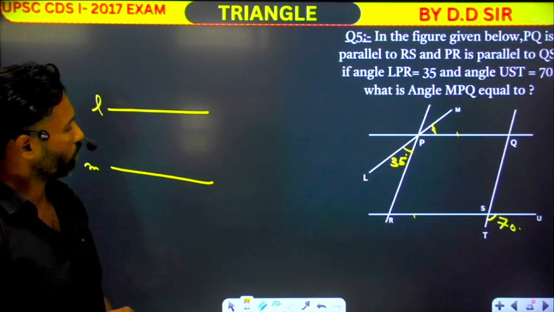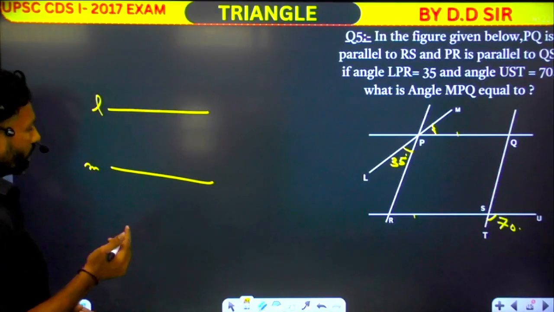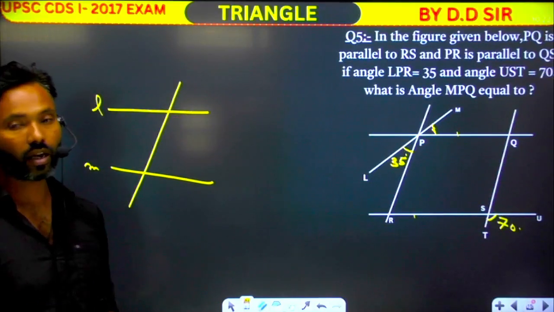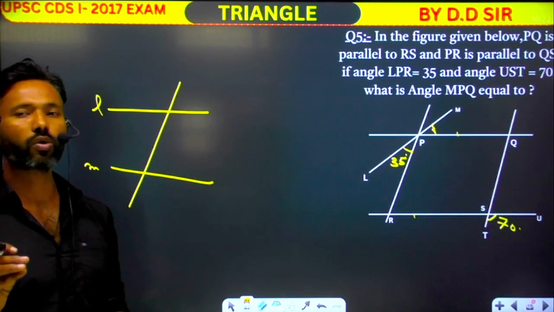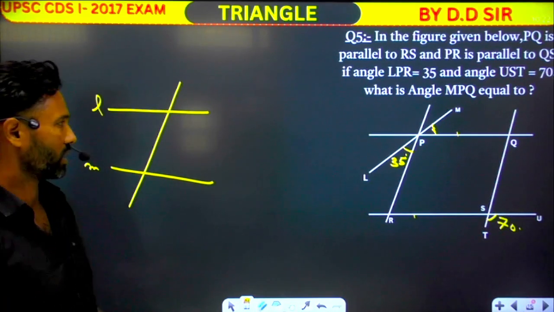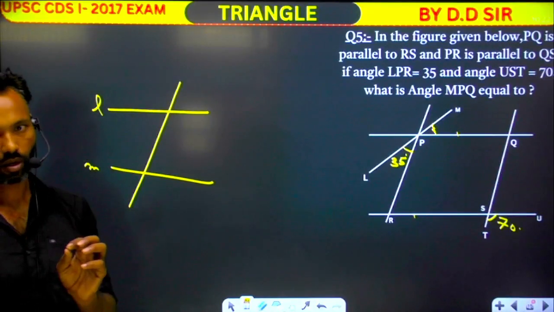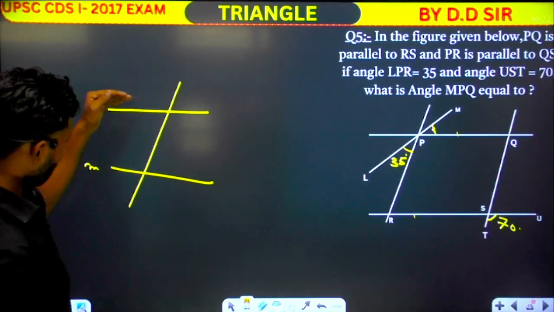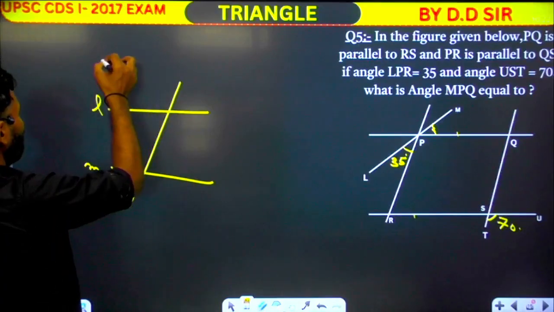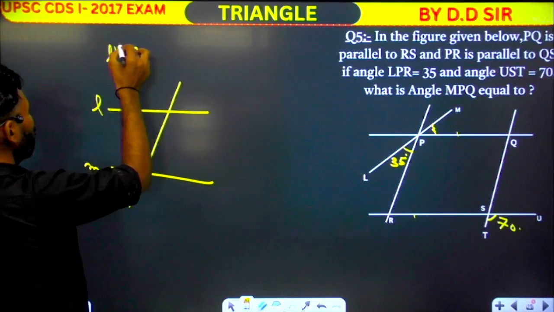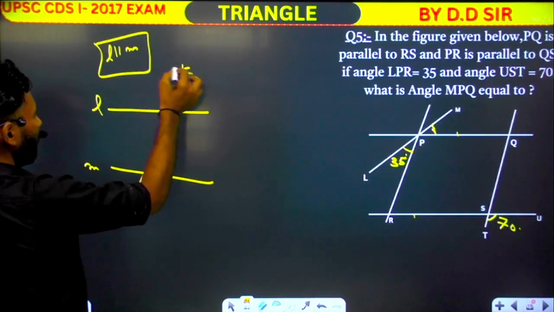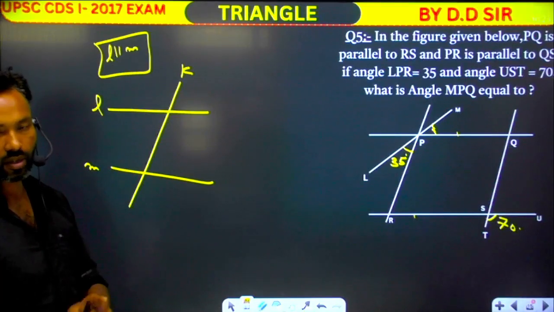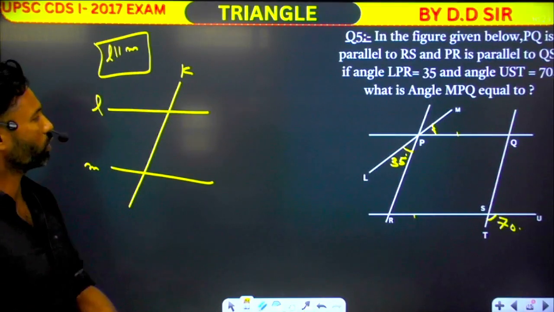Understand that? So let's take a transversal line. What is a transversal line? A line which intersects two or more lines is known as a transversal line. So here is the property, and the property is quite simple. Lines L and M are parallel lines, line L is parallel to line M, and this line K is the transversal line. So the sum of the co-interior angles will be equal to 180 degrees.